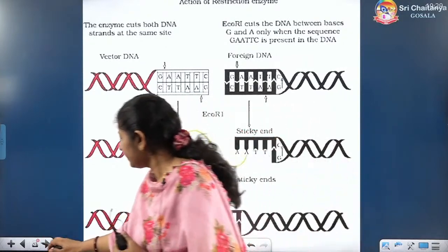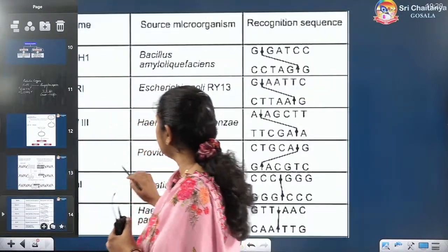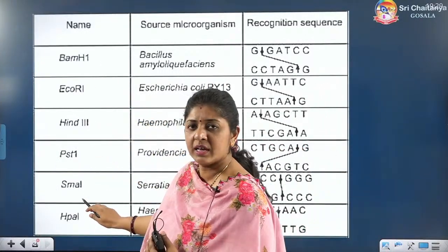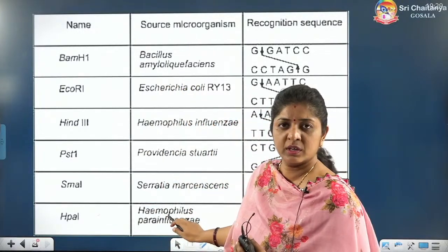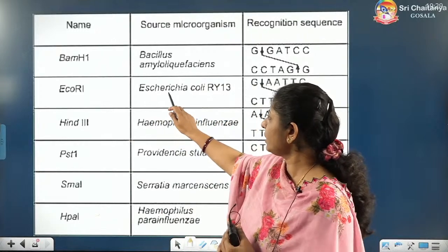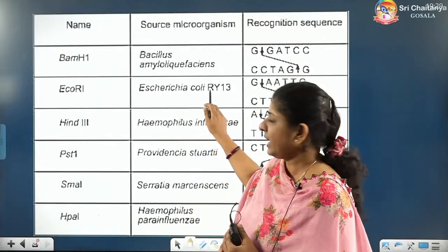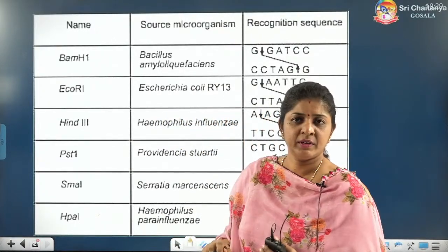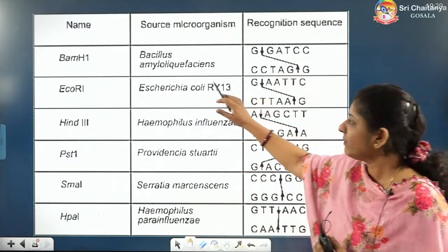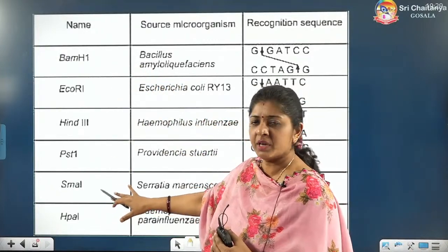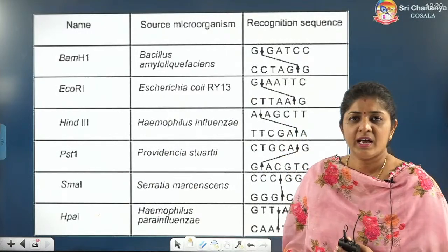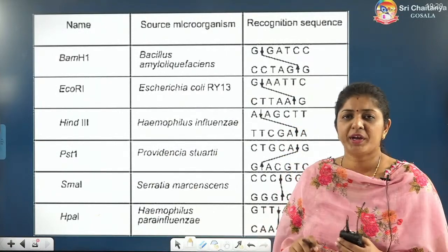And that chart, let me show you once here. This is like this. These are the names of the enzymes. And this is the name of the source. Like for example, I told you EcoR1. So the source name is what? Escherichia coli strain RY13. Fine. And this is its recognition sequence. Likewise, other restriction enzymes have their specific recognition sequences. And they are cutting at a specific point.